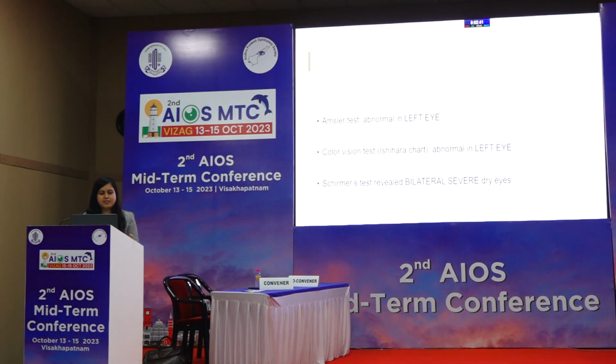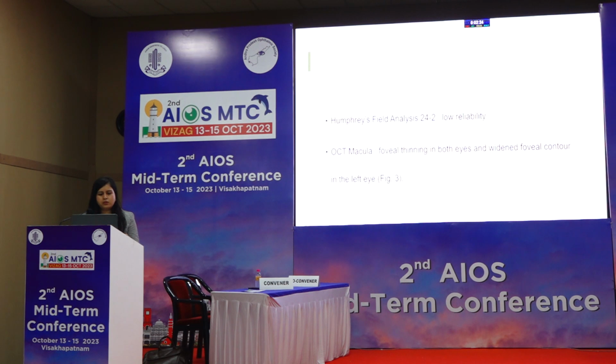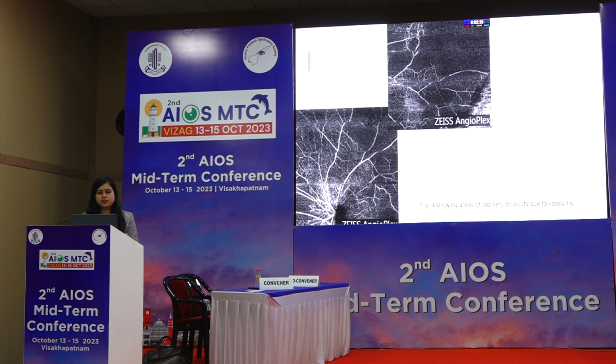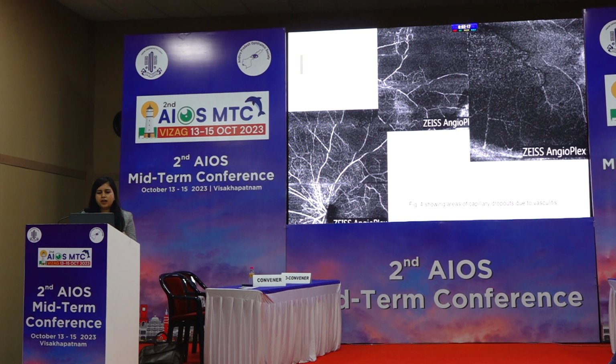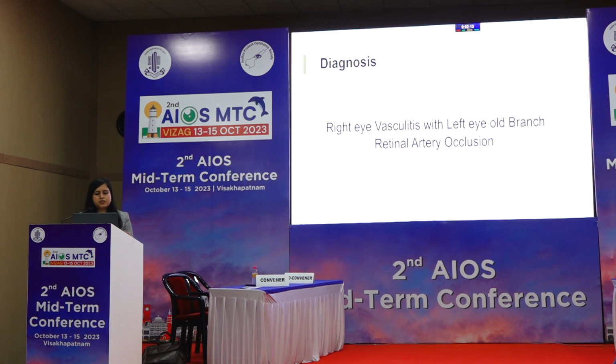Amsler's test and color vision test were abnormal in the left eye. The Schirmer test revealed bilateral severe dry eyes. Humphrey field analysis was not reliable in this patient, but OCT macula showed foveal thinning, as you can see here, and there is also a widened foveal contour in the left eye. Here is a picture of OCT angiography of the patient showing areas of capillary dropouts due to the vasculitis. She was diagnosed with right eye vasculitis and left eye old branch retinal artery occlusion.